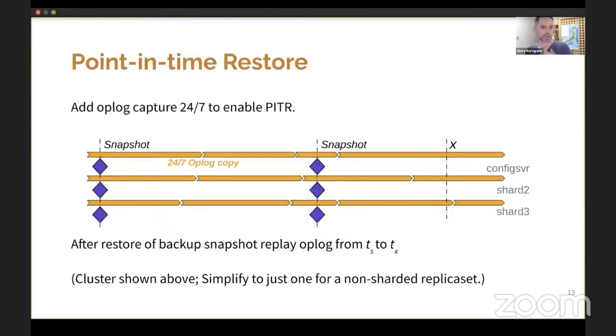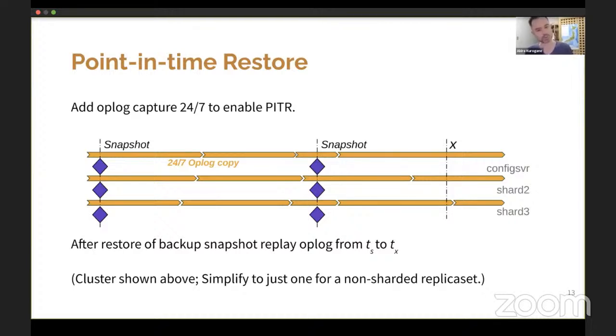Okay. This next slide is not just about restoring to a single consistent point in time when restoring a snapshot. It's going on to point-in-time restore. In this diagram here, I'm showing several different replica sets that belong to the same cluster. One replica set for the config servers, and then a couple of shards. The idea with point-in-time restore is to keep on capturing the oplog 24/7. Make a copy of the oplog in order somewhere continually.